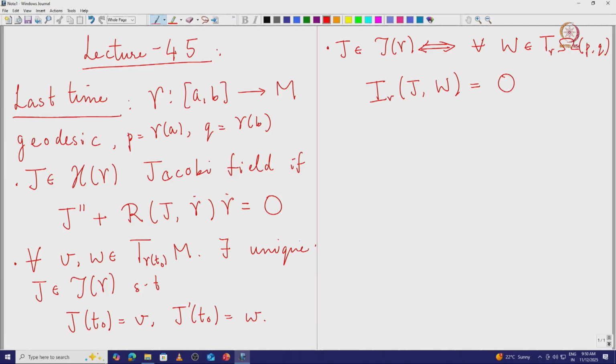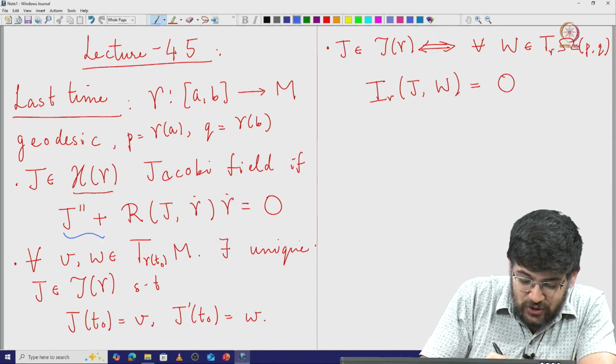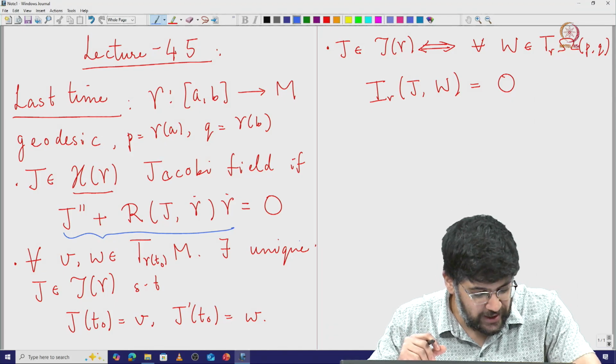So last time I introduced this notion of a Jacobi field, so let me remind you of what that was. We fix a geodesic gamma from A to B to M, and we assume that the initial point is P and the final point is Q. Then a smooth vector field along gamma is called a Jacobi field if it satisfies this so called Jacobi equation, right. So it is a second order linear ODE.